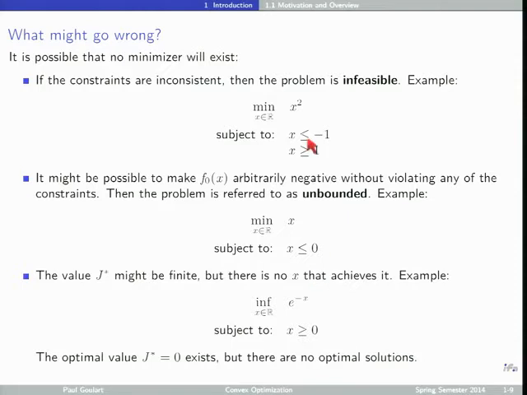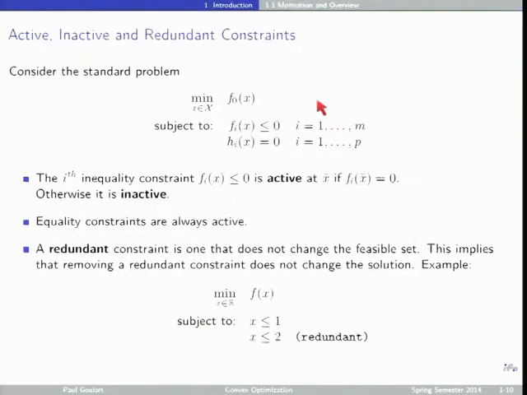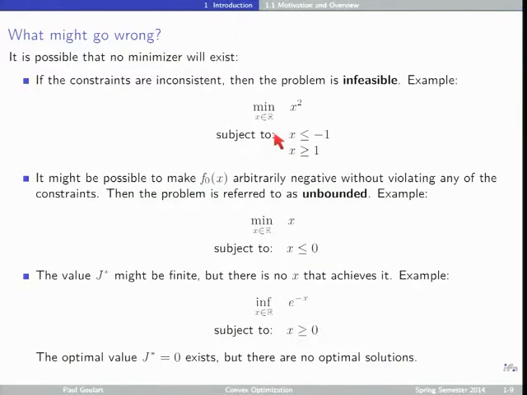So here I say that I want to minimize x squared, and I want x to be both less than -1 and greater than 1. So it has to be everywhere to the left of some negative number and to the right of some positive number. Well, there aren't any x's that do that, and so I say that the problem is infeasible. And it makes absolutely no difference what objective function I put here.